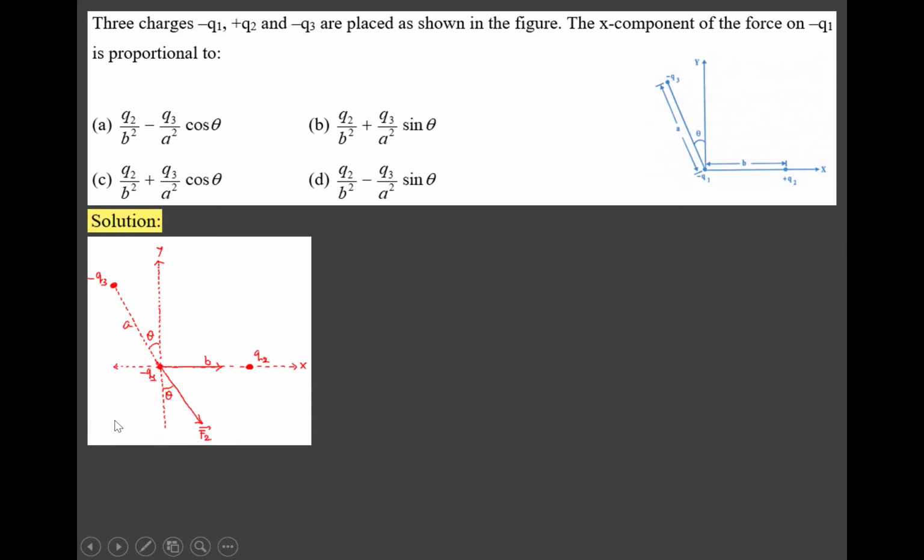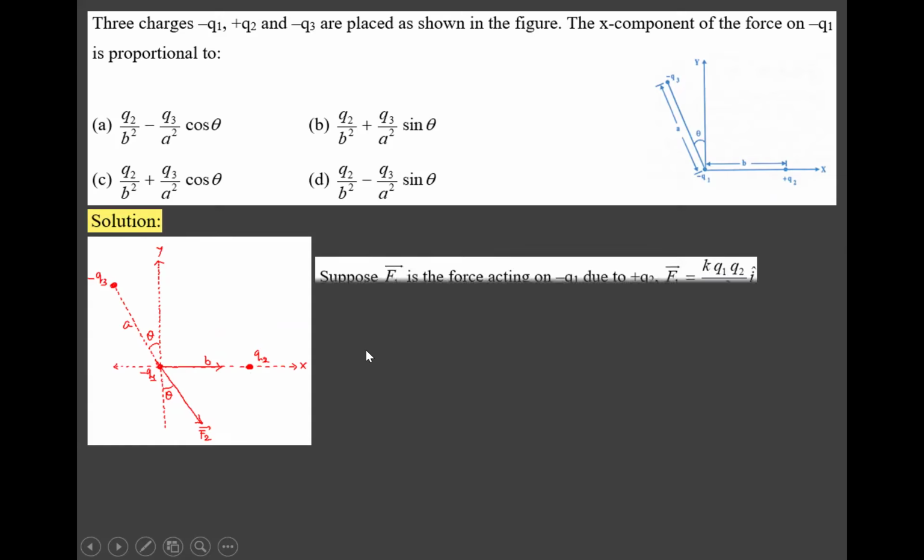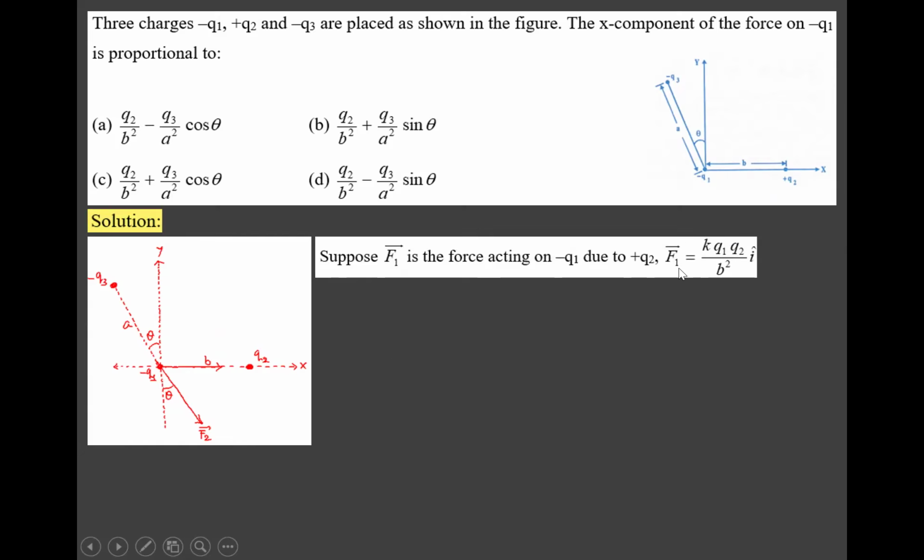First, if we think about the force on minus Q1 by Q2, then Q2 is positive, Q1 is negative, so force will be attractive, that is towards Q2. So we can say that force will be in x direction. So we can write force F1, that is K Q1 Q2 upon distance square, that is B square, and it is in x direction, so multiply by i caret.